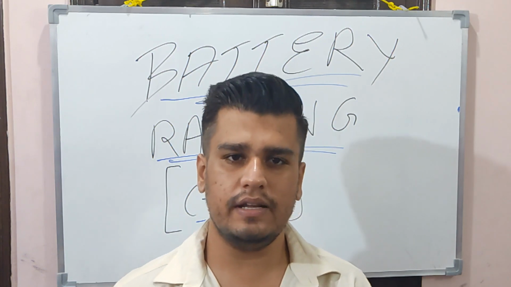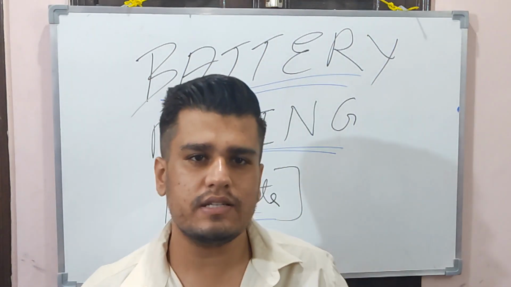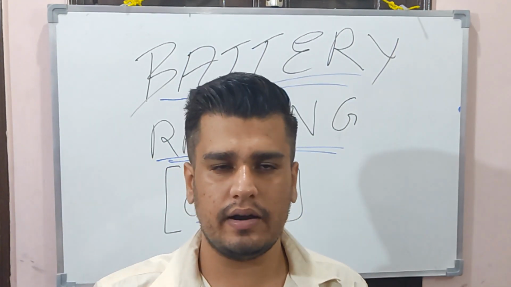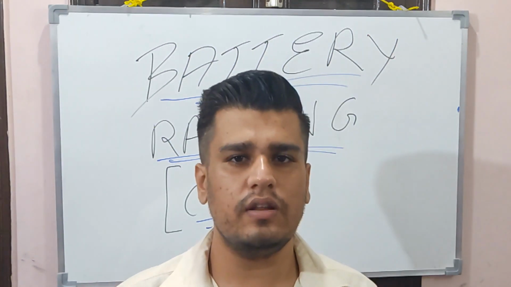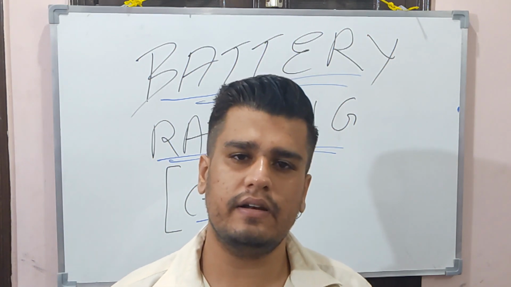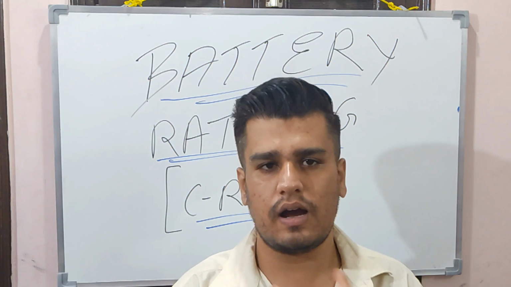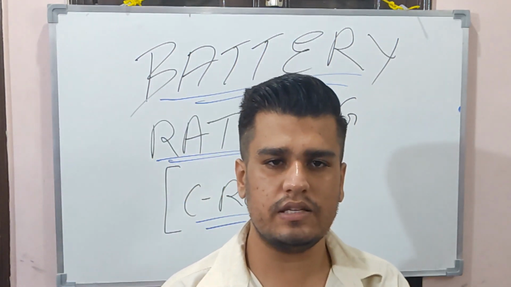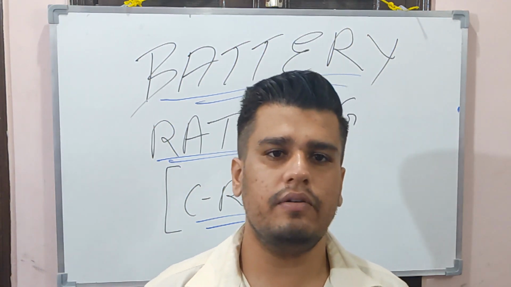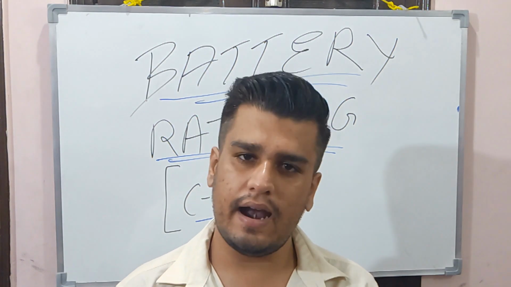So today we will be discussing the battery rating, especially the C rate. You always have seen a C rate, C5, C15, C20, C25, written on the batteries we use, whether it is a phone battery, a torch battery, a car battery or a bike battery. It always shows C with some numerical digit. So today we will be discussing what is the significance of the C rate of a battery and how it is useful.